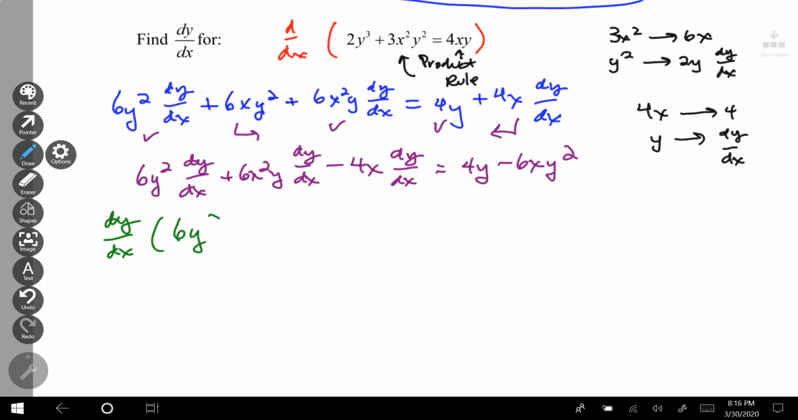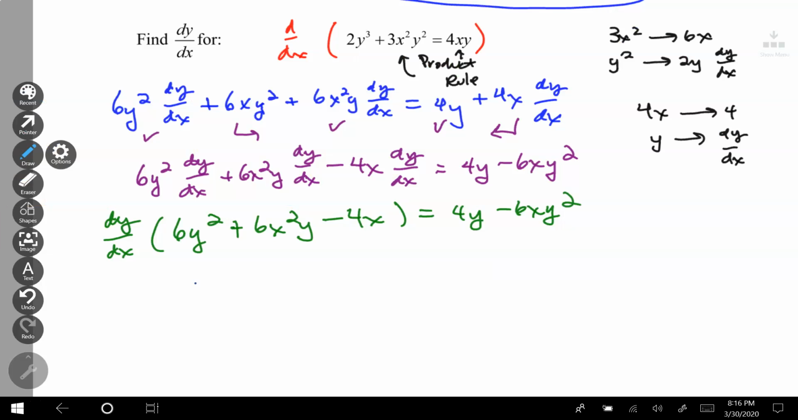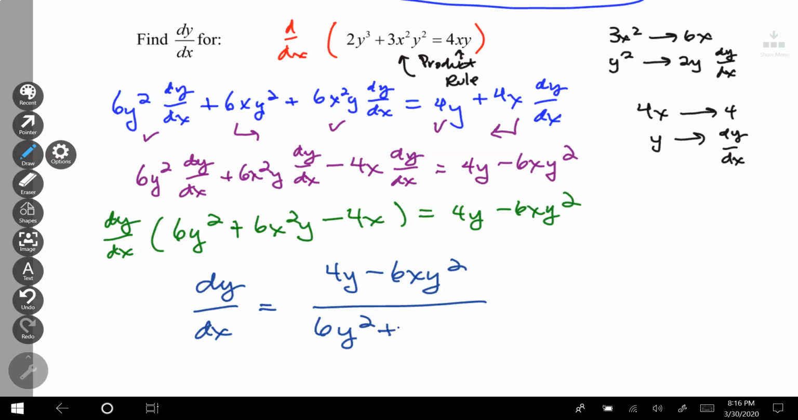I get 6y squared plus 6x squared y minus 4x, times dy over dx, is equal to 4y minus 6xy squared. And when I divide it out, I get dy over dx is equal to 4y minus 6xy squared over 6y squared plus 6x squared y minus 4x.